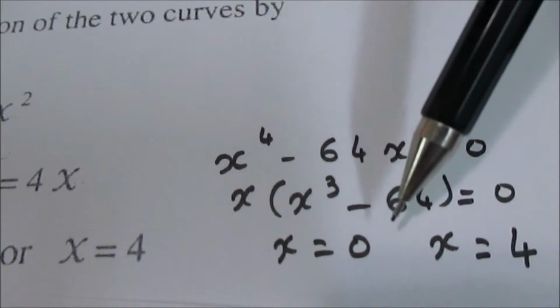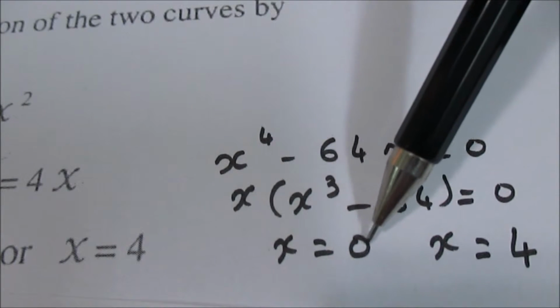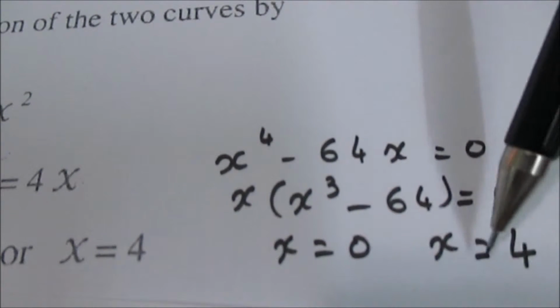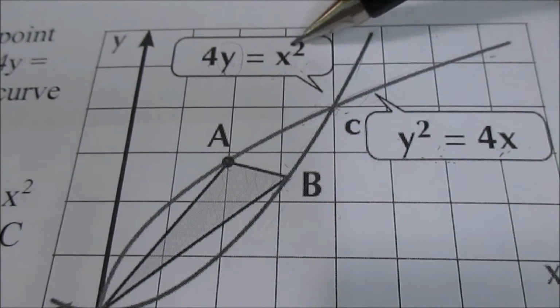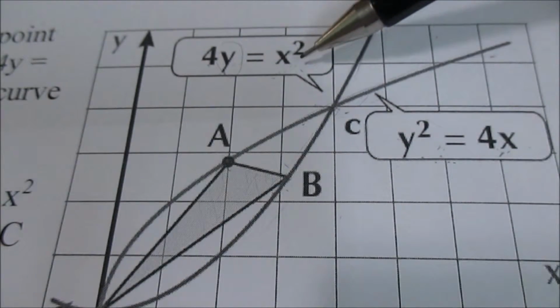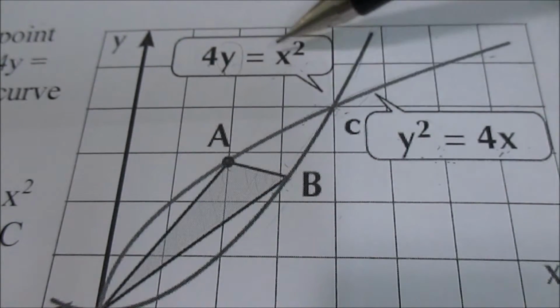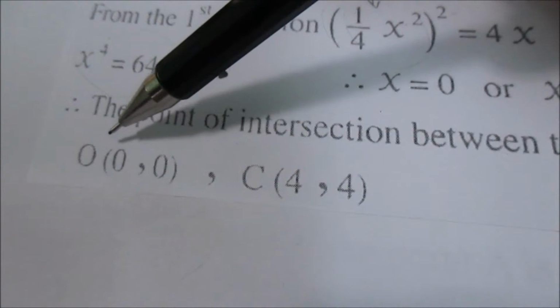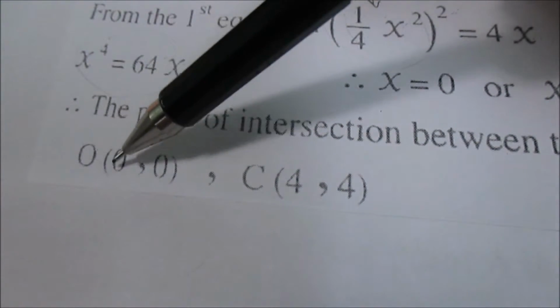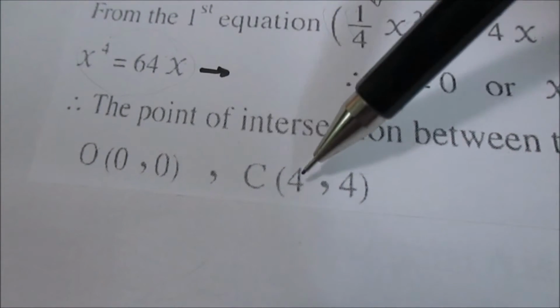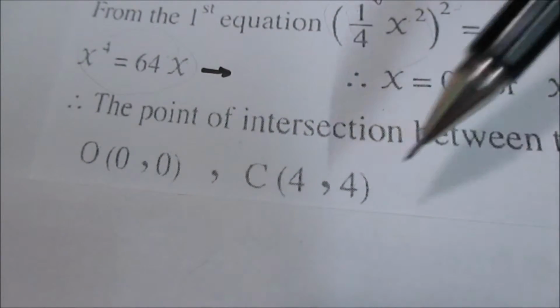Therefore the two curves intersect at two points, at x equal 0, which is the origin point, and at x equal 4. Substitute the two x values in either of the two equations, say the first equation because it is easier. Therefore the two curves intersect at the origin point and at point C of coordinates 4 and 4.